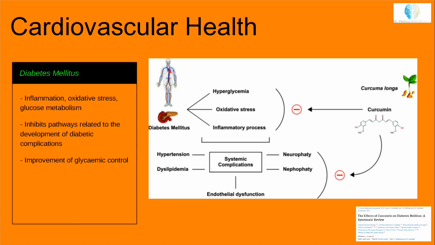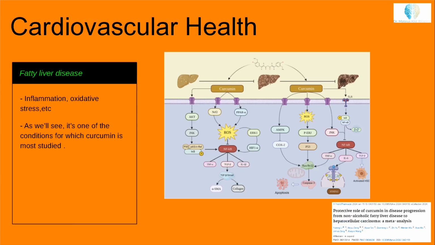For example, we have a lot of studies of curcumin being beneficial on diabetes. It inhibits pathways related to the development of complications of these diseases, and it might also improve the glycemic control of these patients.